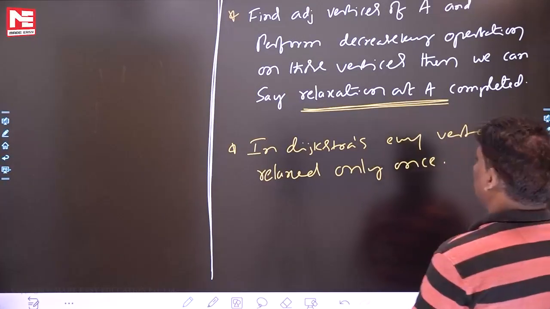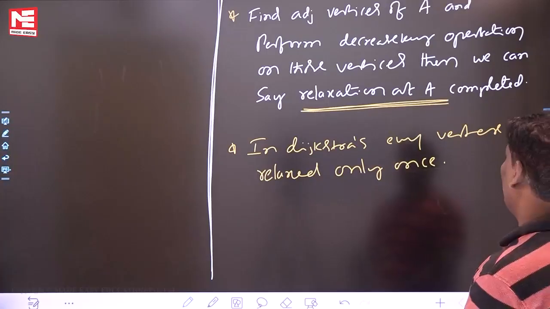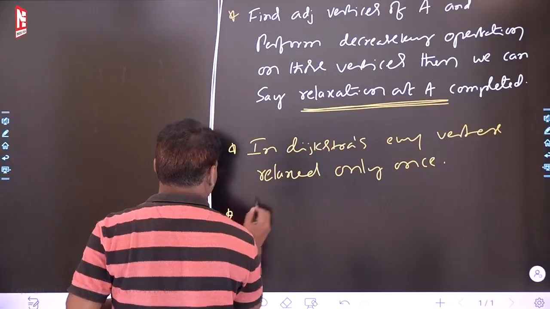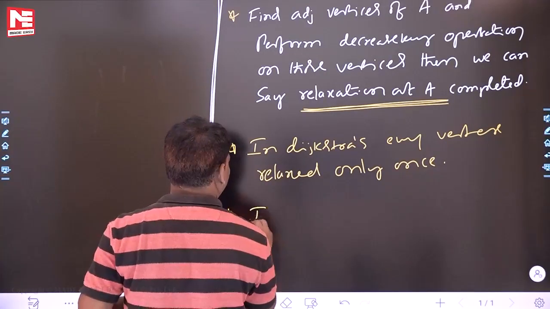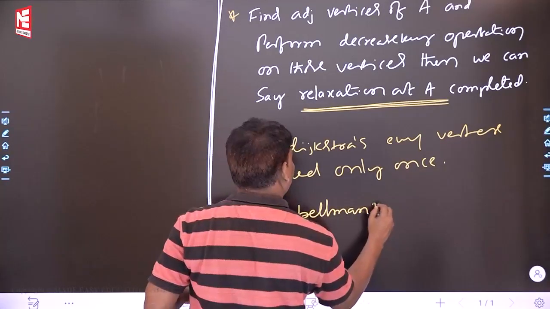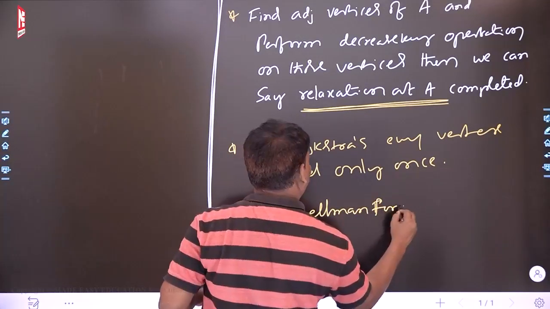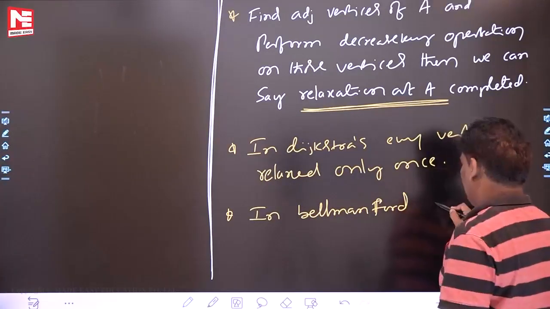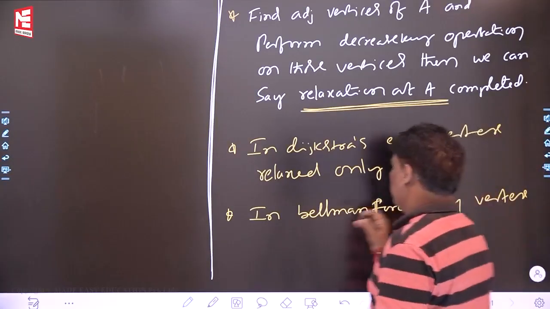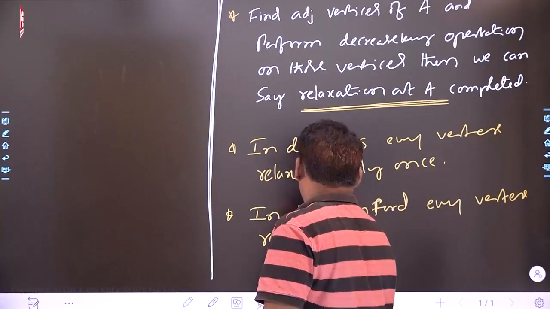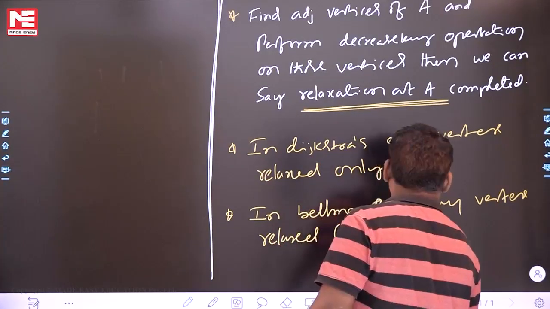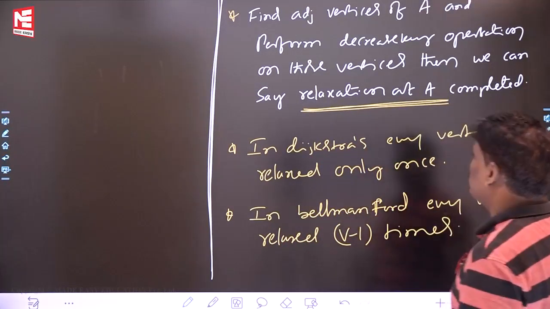It is the second point. In Dijkstra's, every vertex is relaxed only once. Third point. In Bellman-Ford, every vertex is relaxed V minus 1 times. So these are the 3 points which are required.